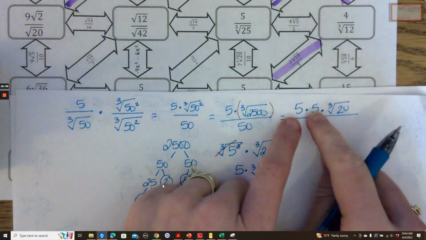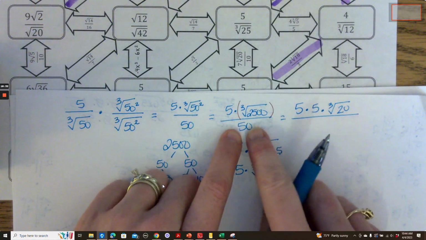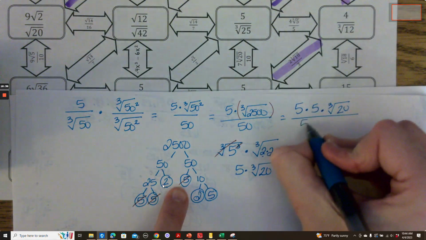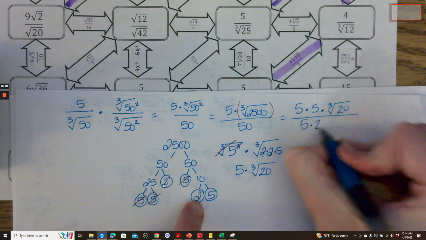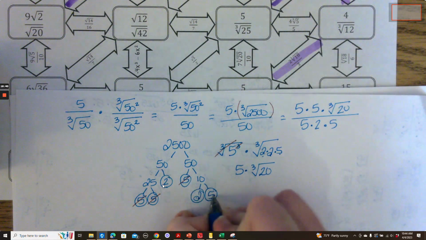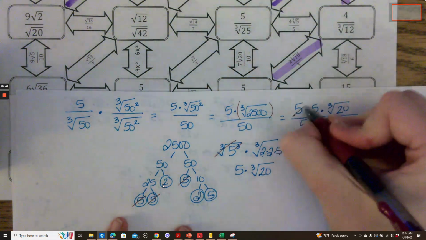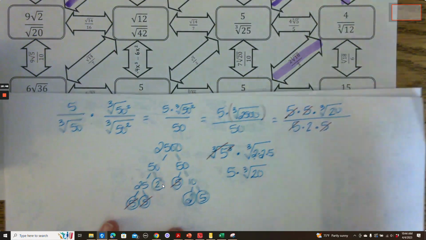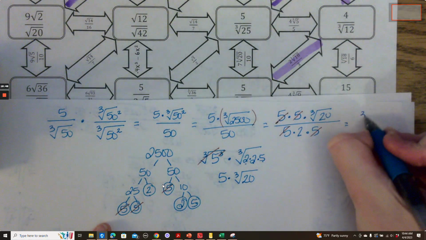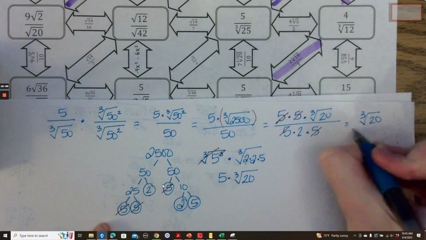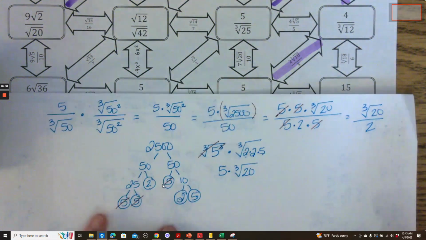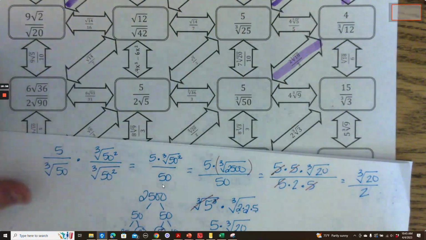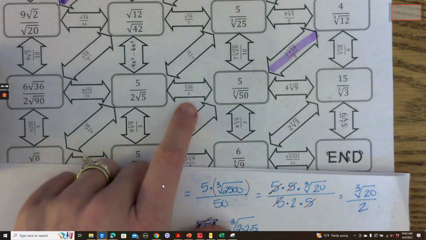All right, I got 5s here to get rid of. 50 will break down into what? 5 times 2. 2 times 5, right? 5 times 2 times 5. So this 5 will cancel. This 5 will cancel. Cube root of 20 over 2. Which is, so 1 going to the bottom left. Yep.